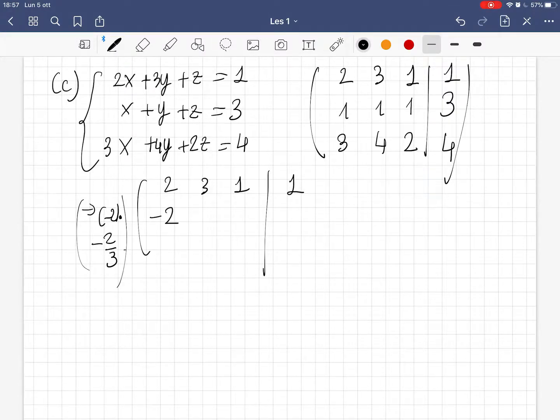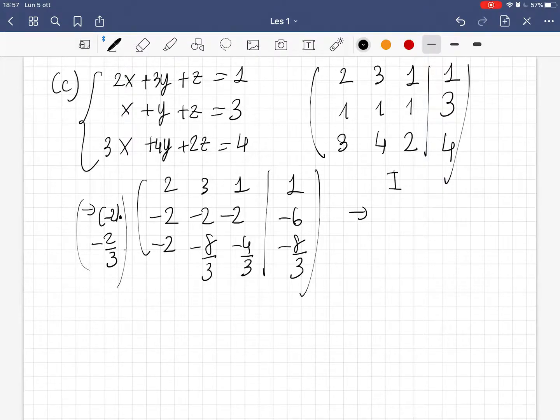So this is what you do. And what you get here is -2, -2, -2, -6. And here it's -2, -8/3, -4/3, and this. Okay, let's go on. Now, what you do, of course, is then the first you keep, and this you replace by the sum with the first, and again here you add the first one. So what you get here, sorry, just graphically, okay. Yes, graphically it can be difficult.